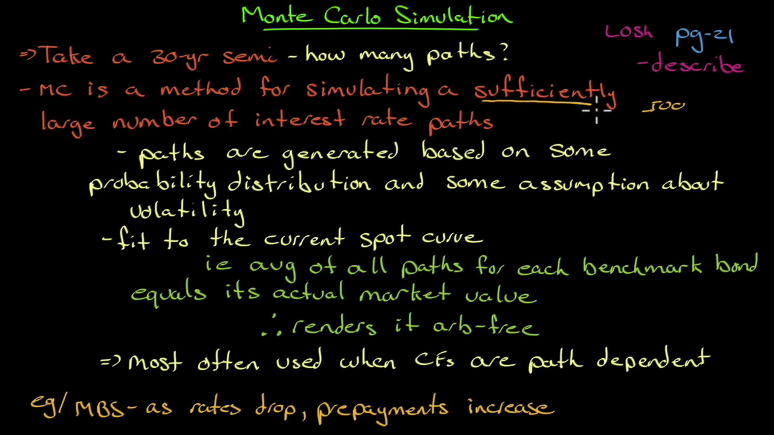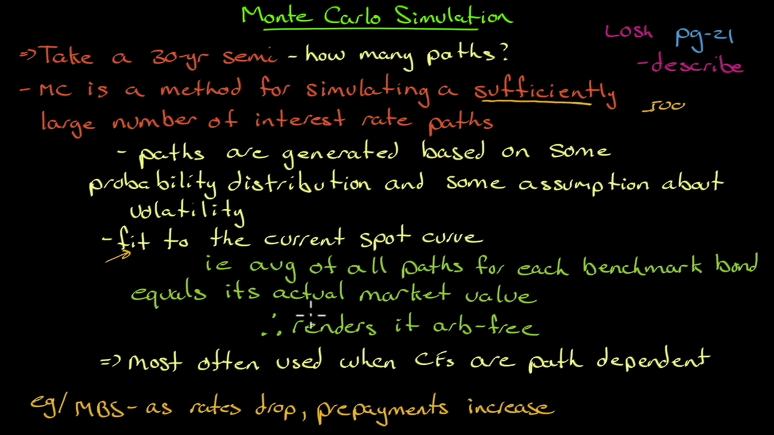Once those paths are selected, here's what happens. They are fit to the current spot curve. And we'll see on the next screen what we mean by they're fit to the current spot curve, because once we generate these 500 paths, that doesn't mean we have something yet. We still have to do one little thing to it. So we fit it to the current spot curve, such that the average of all paths for each benchmark bond equals its actual market value, thereby rendering it arb-free. Only once we fit it to the current spot curve do we get it to be arb-free, and we're going to see that on the next screen.